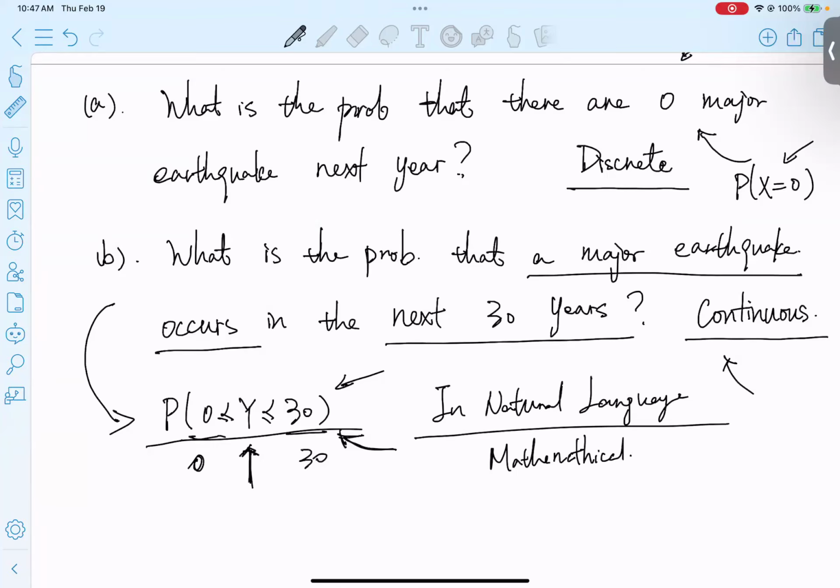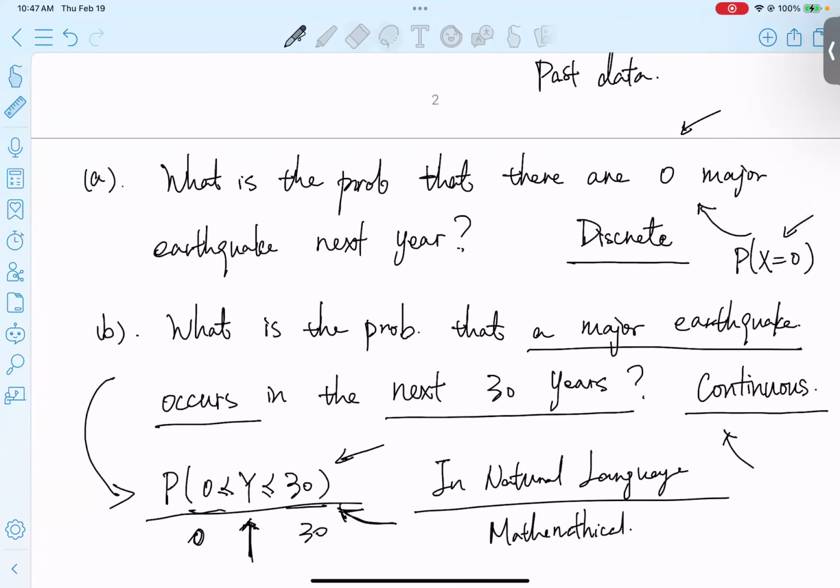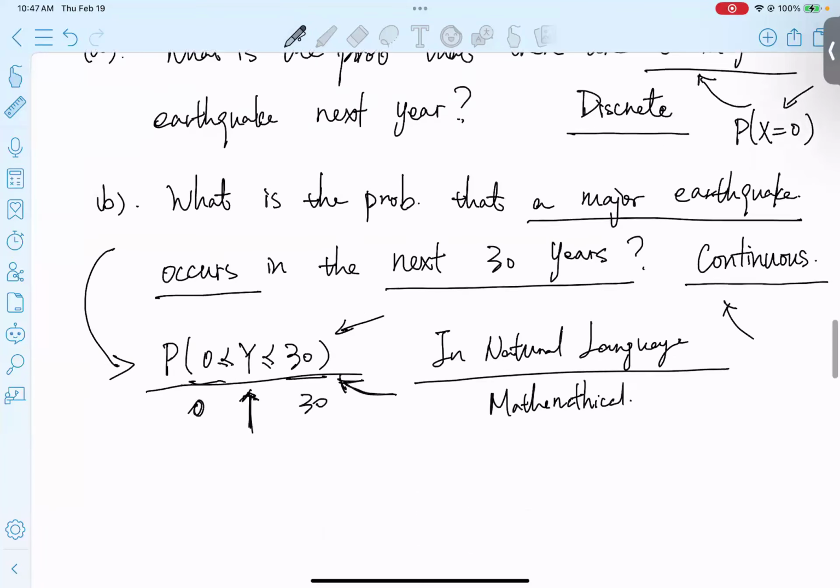Professor, I don't want to beat a dead horse, but couldn't we phrase A then as the probability of X being between 0 and 1 inclusive? But we are still interested in the counts. That is exactly zero. There's zero earthquake. Are we saying X is the number of earthquakes and Y is the time before the next earthquake? Yes, that's a good point.